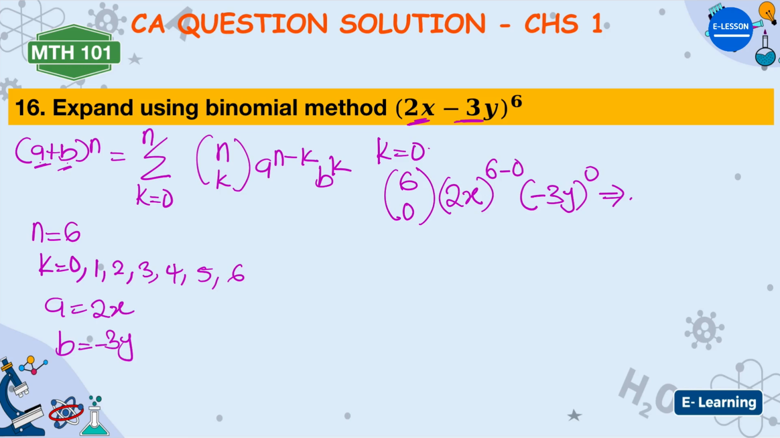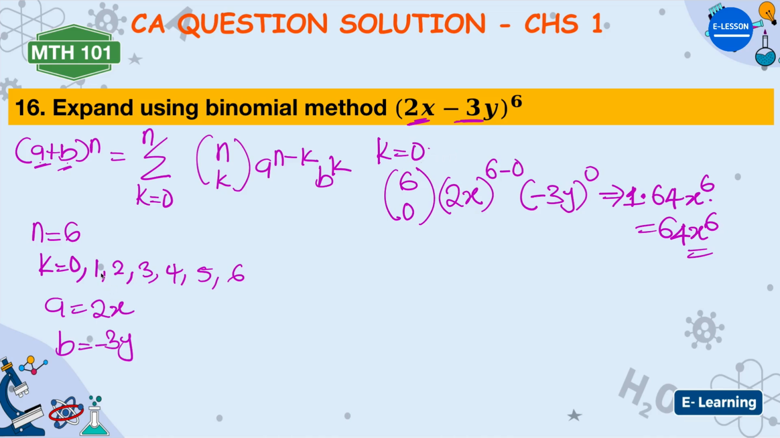You can press it in your calculator. If you don't know how to press it, ask somebody to teach you how to press combination. So 6 combination 0 is 1. 6 minus 0 is 6. So 2 raised to the power of 6 will give us 64. x raised to the power of 6 will give us x raised to the power of 6. Everything raised to the power of 0 is 1. So this answer will be 1 times 64, which is equal to 64x^6. So that is the value of our expression when k is 0.